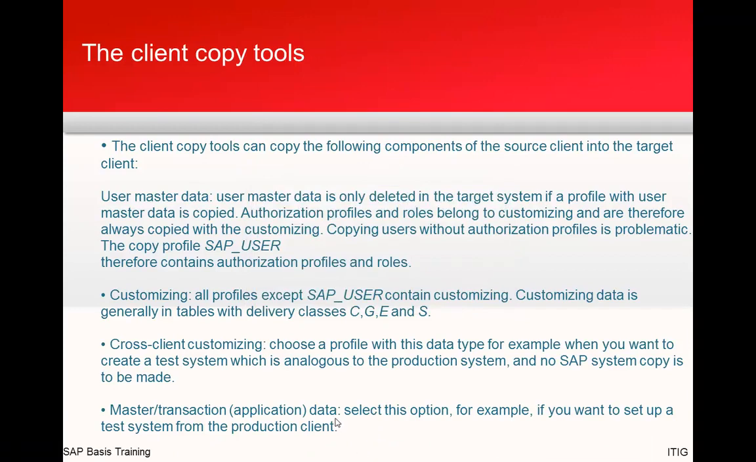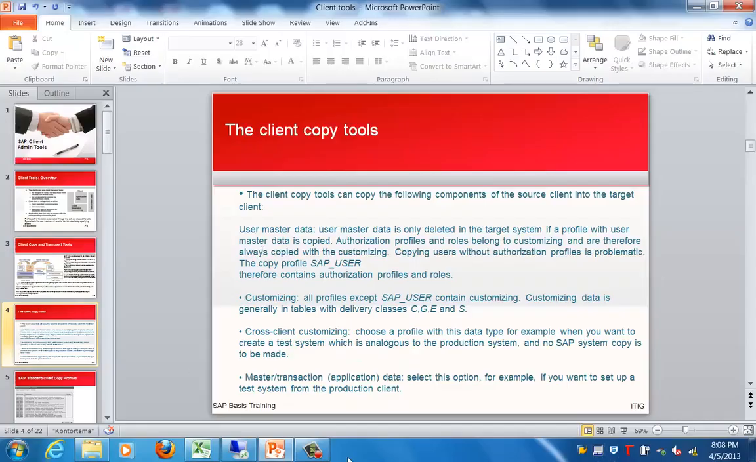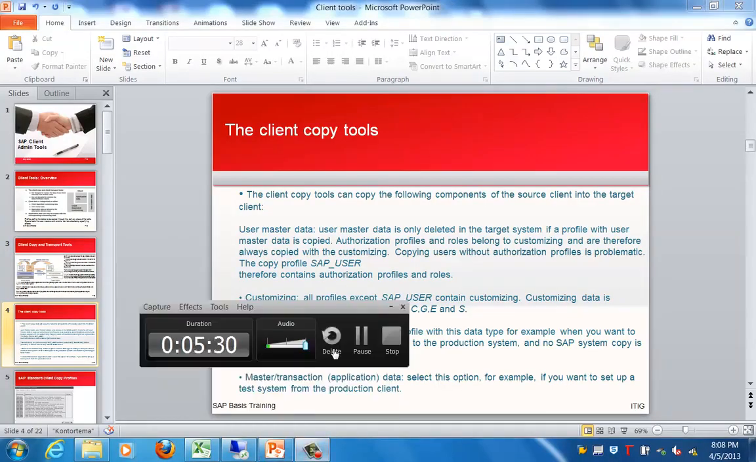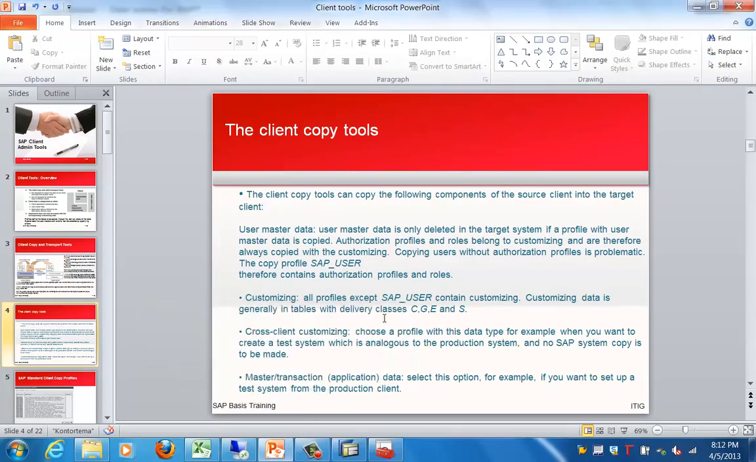Okay, so basically here we are seeing the copy profile. SAP_USER contains the authorization profiles and roles. Customizing: basically here you can see that all profiles except SAP_USER contain customizing. Customizing data is generally in the tables with delivery class C, Z, E. Okay, so we have seen this profile.